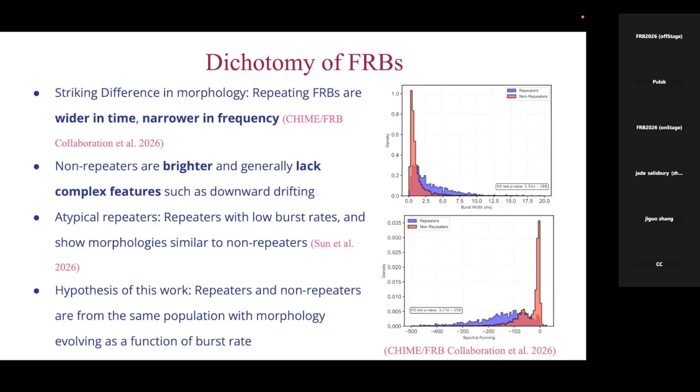Recently, in a study by Sanatol 2026, they identified a group of atypical repeaters, which are repeaters with generally low burst rates and show morphological similarities to the non-repeaters. And this sort of led to the hypothesis that we'll be testing in this work: what if the repeaters and non-repeaters are actually from the same population, with morphological parameters evolving as a function of the burst rate?